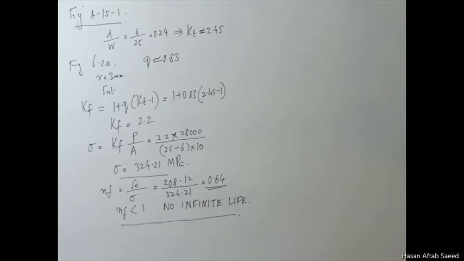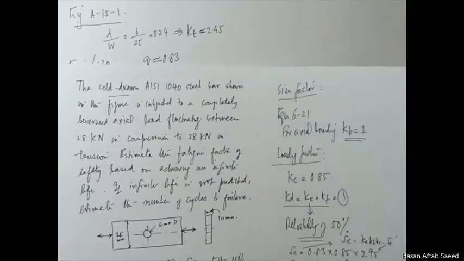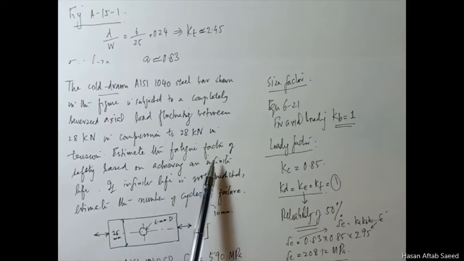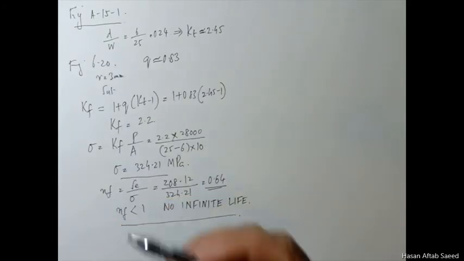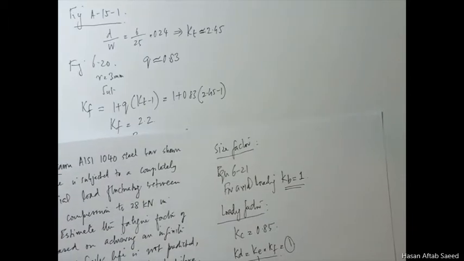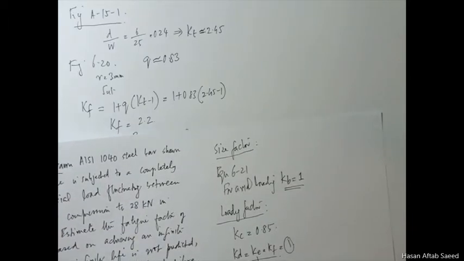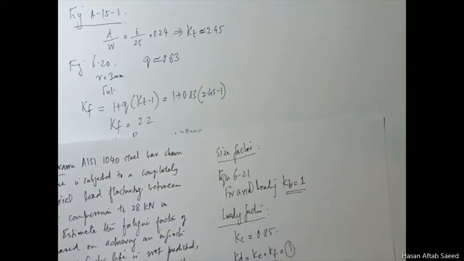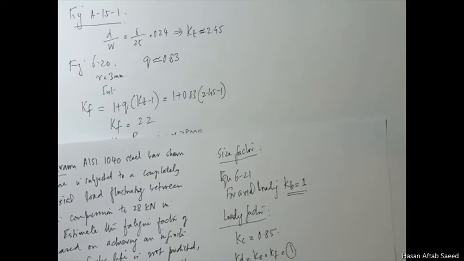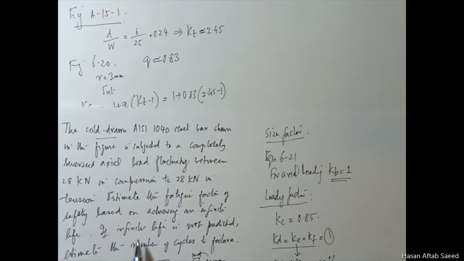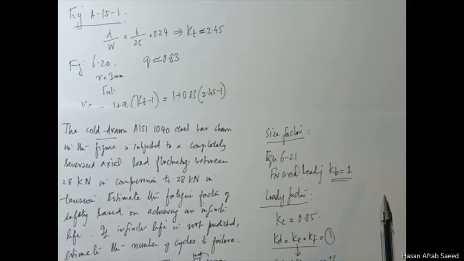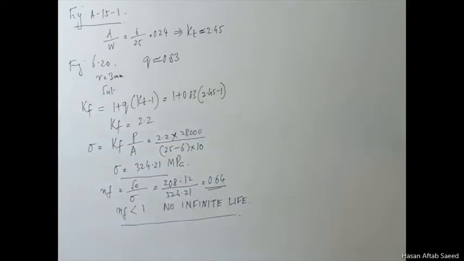We've dealt with the first part of the problem. The problem said, estimate the fatigue factor of safety. We have found the fatigue factor of safety. You can find this Nf means fatigue factor of safety, based on achieving an infinite life. This is less than one, so there's no infinite life. It would have been infinite life if the factor turned out to be more than one. Now, if infinite life is not predicted, as is the case in this problem, estimate the number of cycles to failure.